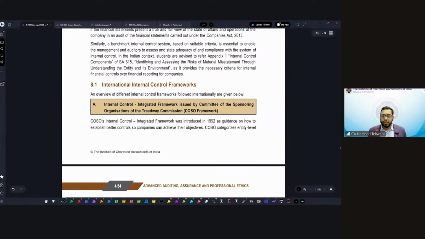Plus, in a similar way, I'm not sure how many of you have heard about it, but there is the Sarbanes-Oxley Act in the US, where it has Section 404. We call it SOX 404 reporting. In that SOX 404 reporting, companies and the auditors are required to report on the internal controls established for the purpose of financial reporting.